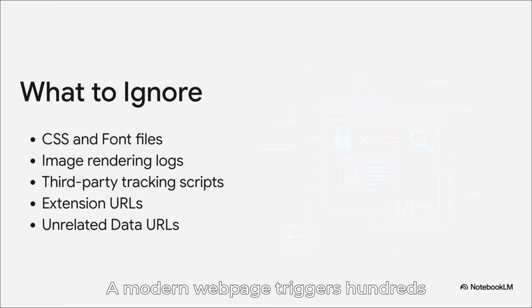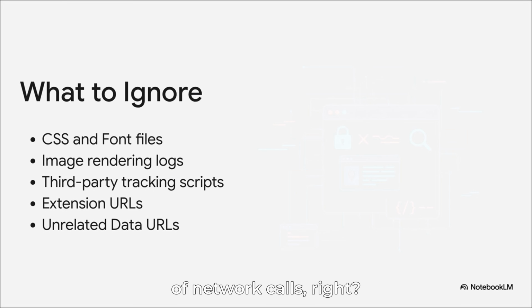Now, a massive, absolutely crucial part of mastering this interface is knowing what not to look at. A modern web page triggers hundreds of network calls, right? It creates a ton of visual noise. But when you're debugging an application state or an API bug, you can confidently ignore things like CSS and font files, image rendering logs, third-party tracking scripts, extension URLs, and unrelated data URLs. Seriously, filtering all of that out is your first big step to total clarity.